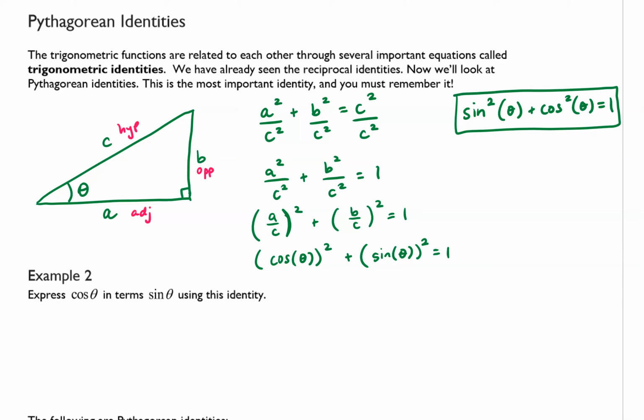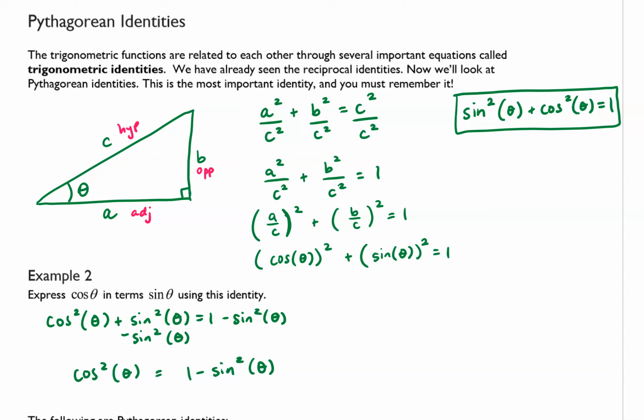And let's go ahead and use it to solve example 2, which says express cosine of theta in terms of sine of theta using the Pythagorean identity. So the way that we can do that is we can solve the Pythagorean identity for cosine by subtracting sine squared theta from both sides. And if I do that, I get cosine squared theta is equal to 1 minus sine squared theta. And then from here, I can take the square root of both sides. So the left-hand side ends up simplifying to cosine of theta, and the right-hand side ends up simplifying to plus or minus the square root of 1 minus sine squared theta.